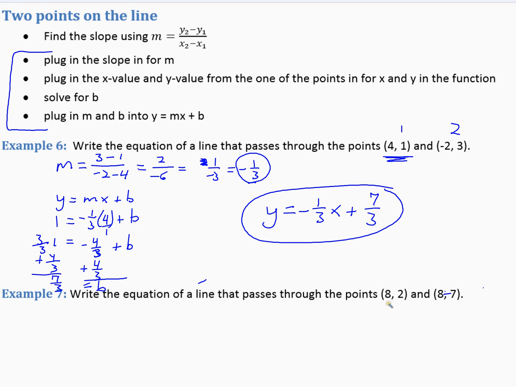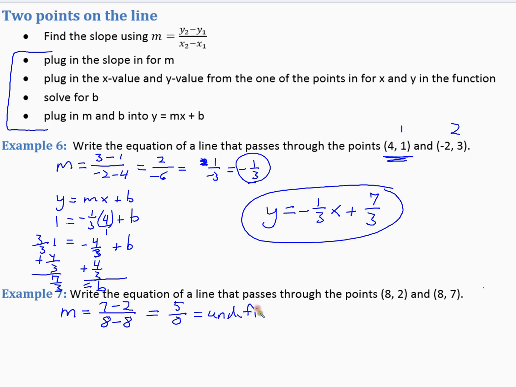Write the equation of a line that passes through the points (8, 2) and (8, 7). I think that's supposed to be 7; I accidentally wrote something else in there. I think I did that a couple places. And so first we're going to start with finding the slope. We'll do y value minus y value. So let's do 7 minus 2. It's y sub 2 minus y sub 1 over x sub 2 minus x sub 1. Well, this gives us 5 over 0. And we know we can't divide by 0, so this is undefined.